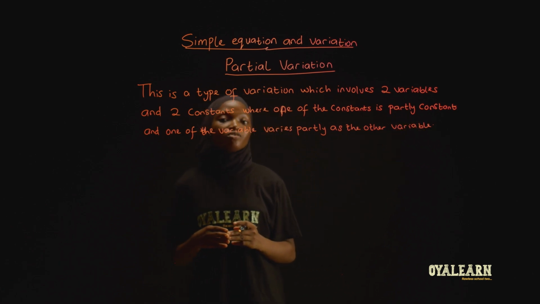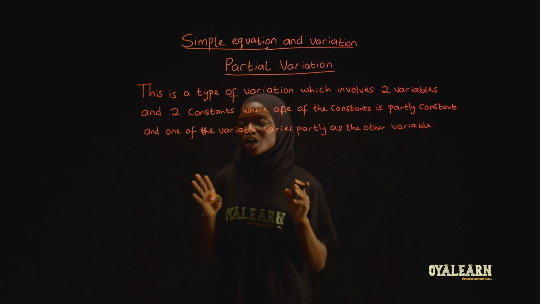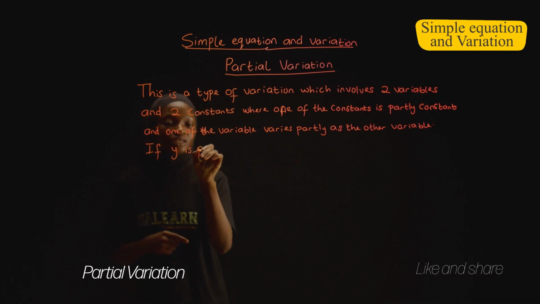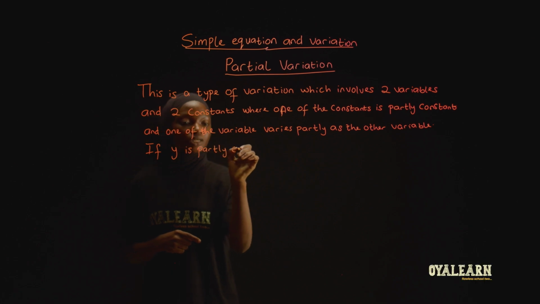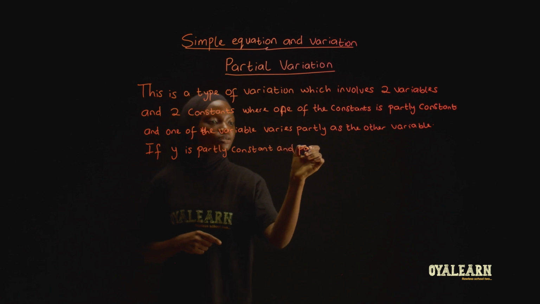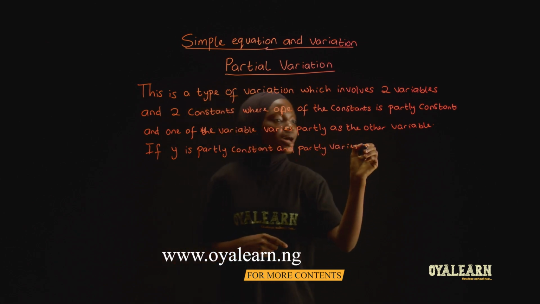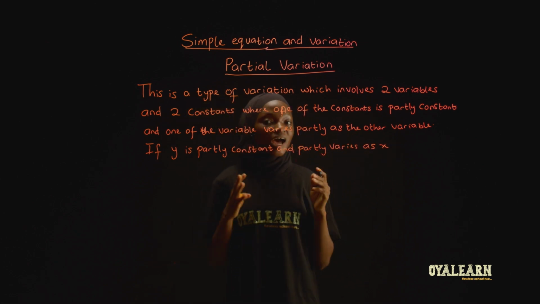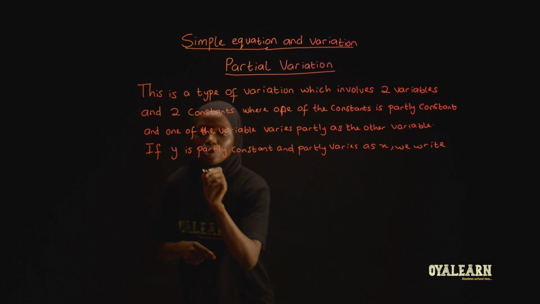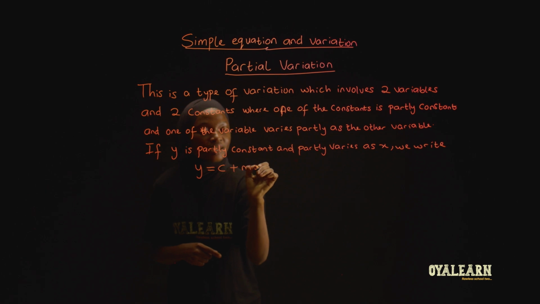Now, if we have y to be partly constant and partly varies as x, how do we interpret that? We write y equals c plus mx.